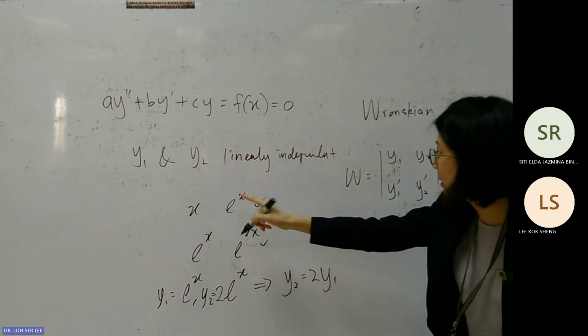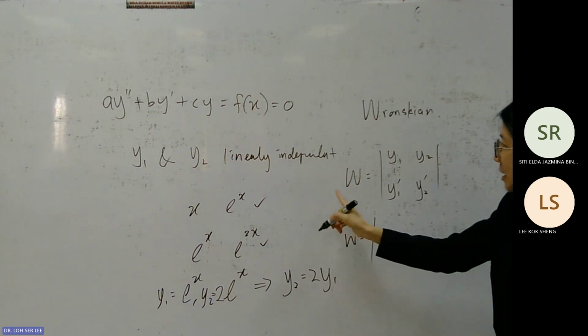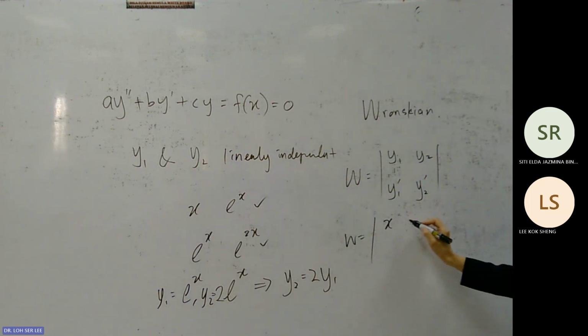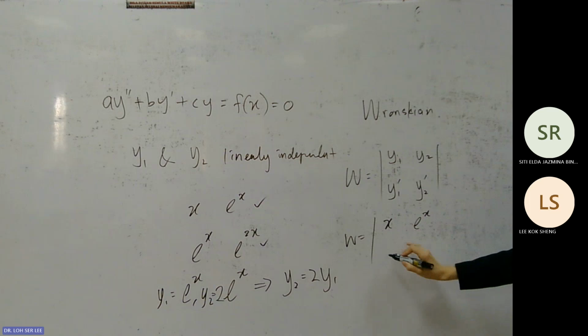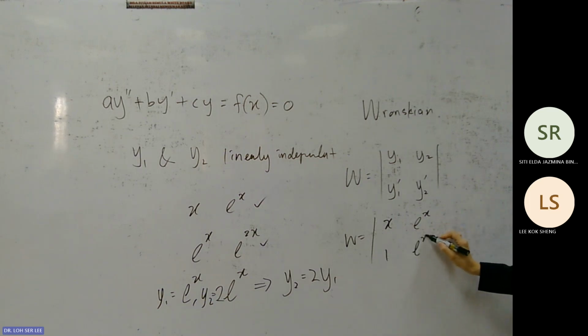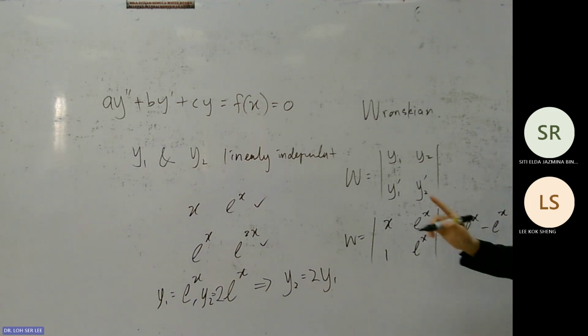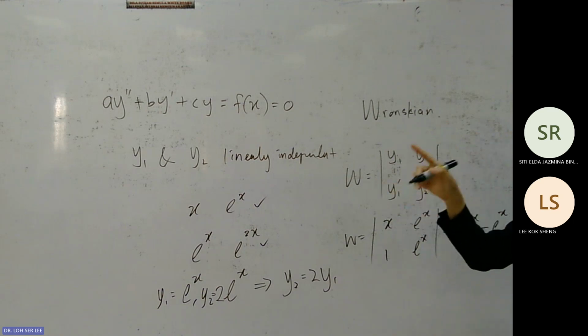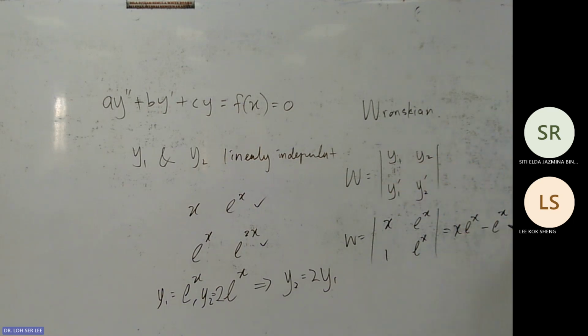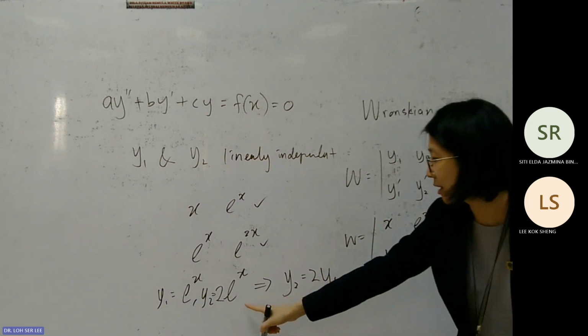For example, if we want to find the Wronskian of y1 and y2 where y1 is x and y2 is e^x: differentiate x, we get 1; differentiate e^x, we get e^x. Then ad minus bc. This is the Wronskian function. If y1 and y2 are linearly independent, your Wronskian function is non-zero.